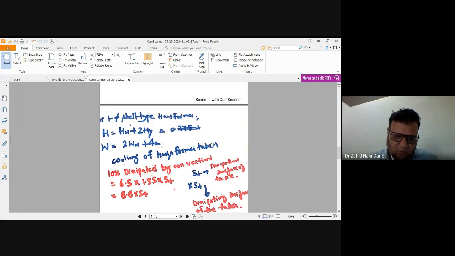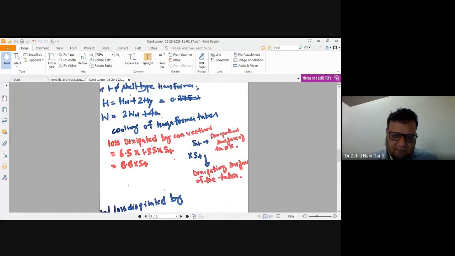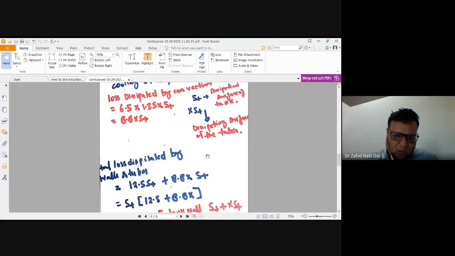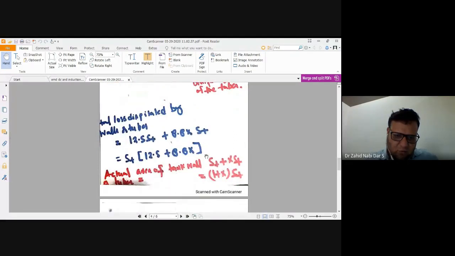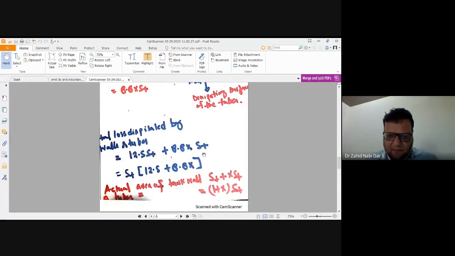So this is cooling of transformer tubes. In this, the formula is that the loss dissipated by convection would be 6.5 into 1.35 times ST, where ST is the dissipating surface of the tank and XST is the dissipating surface of the tubes. So the total loss dissipated by the walls and tubes happens by convection and radiation. In the transformer, you have seen there is no conduction.